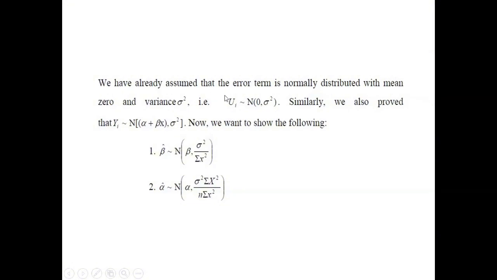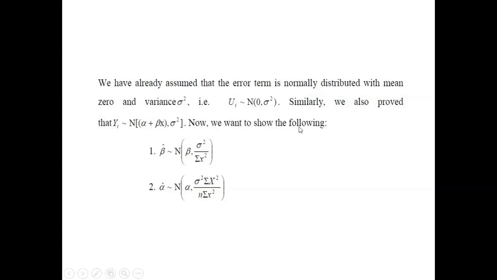So now we have already assumed that the error term is normally distributed with 0 mean and the variance, which is equal to population variance. This means that the error term is approximately normally distributed with 0 mean as well as population variance. So similarly, we also prove that y is approximately normally distributed with alpha plus beta x as a mean and the standard deviation or variance of the population.